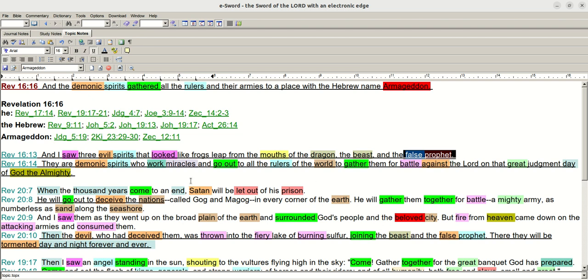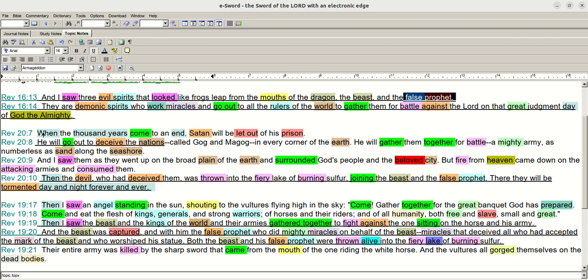Now, what we see in here is basically, we've got to pay attention to some key words because of the simple fact that there are two battles, two wars. This first one that we've seen, they gather their armies in Armageddon. Now, if we look at the second battle, Revelation 20 has a second battle. When 1,000 years came to an end, Satan will be let out of his prison. He will go out to deceive the nations called Gog and Magog in every corner of the earth.